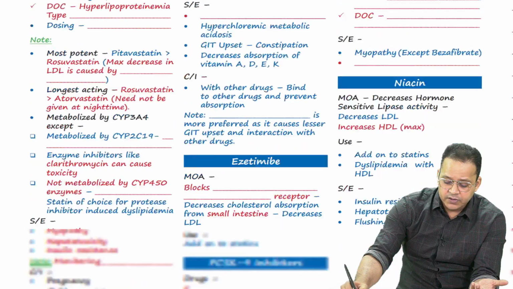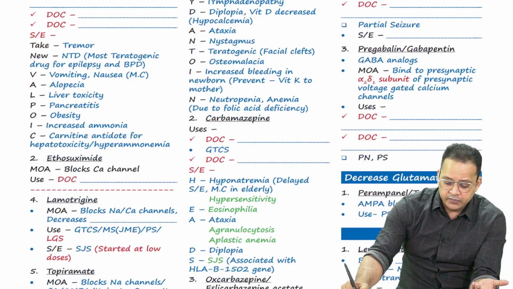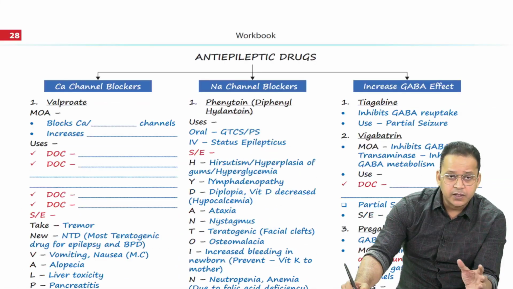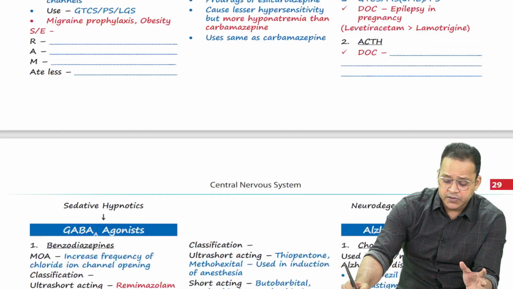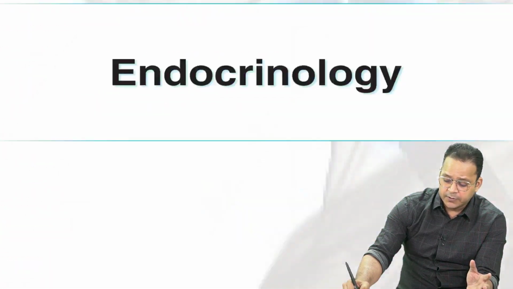Similarly, I'm going to cover the entire pharma. This is your cardiovascular system. Then I'm going to cover the kidney, central nervous system. This is, you can see, anti-epileptics. We'll discuss everything about epilepsy in only one page. Similarly, I'm going to cover the entire pharma.